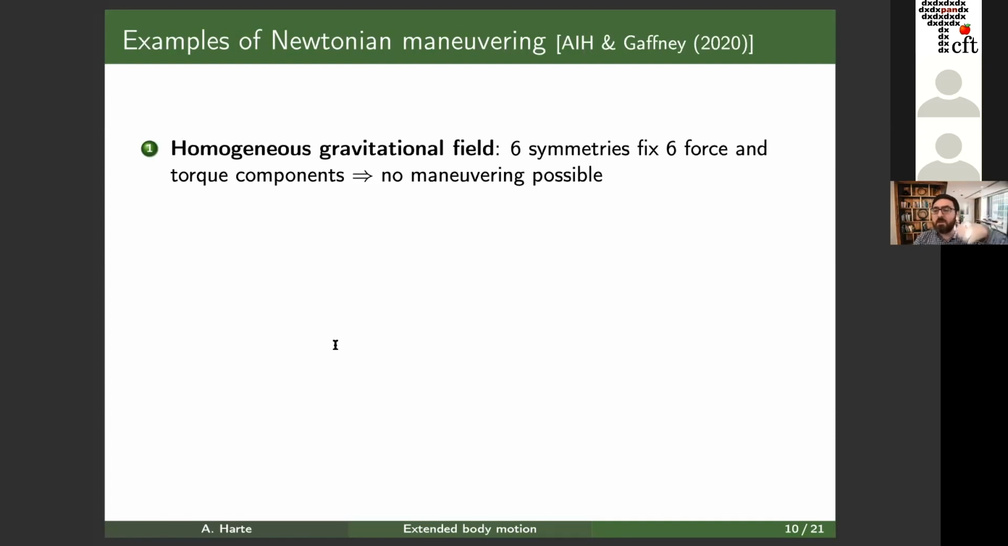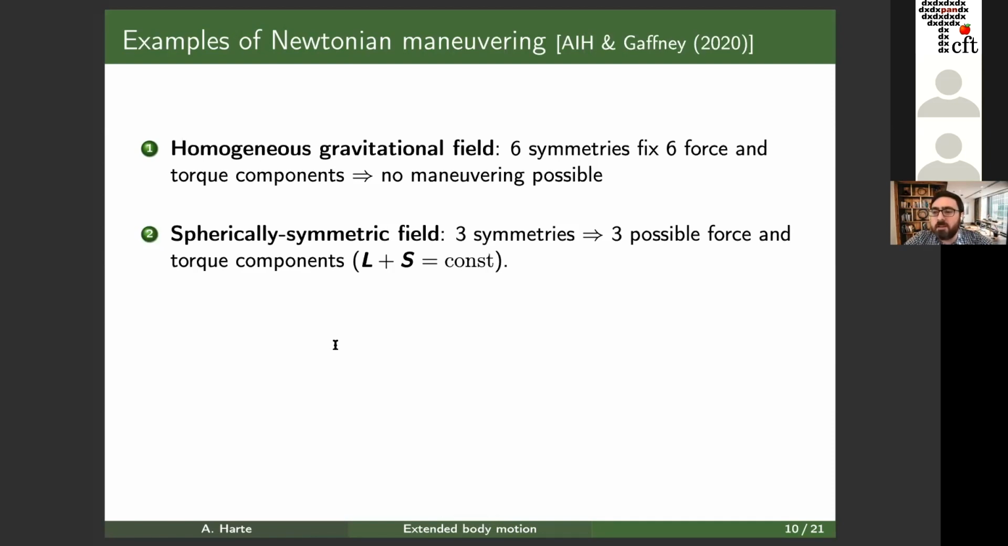So all of your 3 translations and 3 rotations will preserve the relevant structure. What that's doing is that will give you 6 conservation laws, and that will completely fix your 3 components of force and 3 components of torque. In that case, that means that there's no maneuvering that's possible. There's no freedom to break out of those conservation laws. So you can't do anything interesting in a homogeneous field. That's probably not surprising.